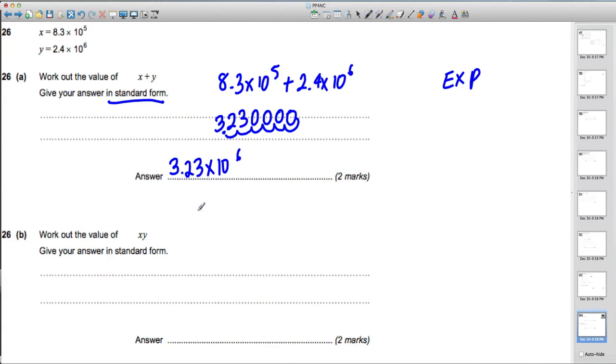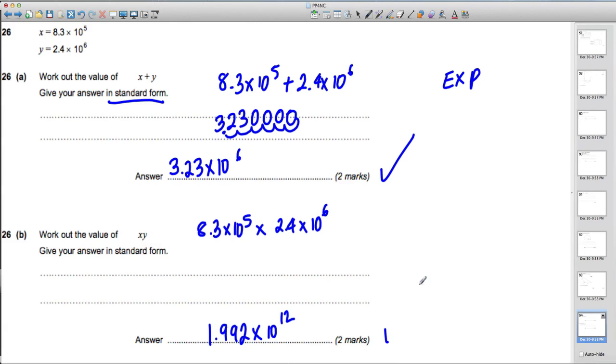Work out the value of x times y. Again, just in your calculator, do 8.3 times 10 to the 5 times 2.4 times 10 to the 6. See what your calculator says. Put brackets around your standard form just to make sure you don't make a mistake. My calculator gives me the answer straight away as 1.992 times 10 to the 12. Really no excuse for not getting these right, especially given it's a calculator paper.